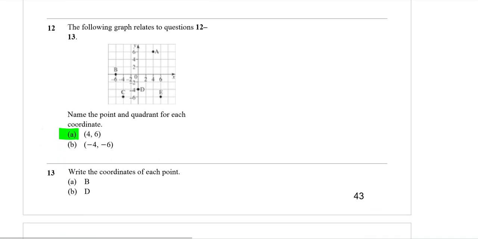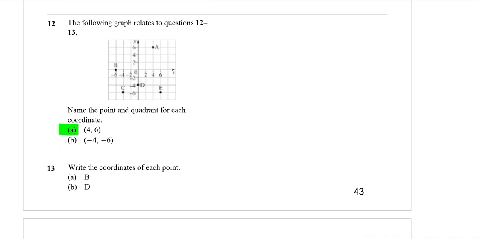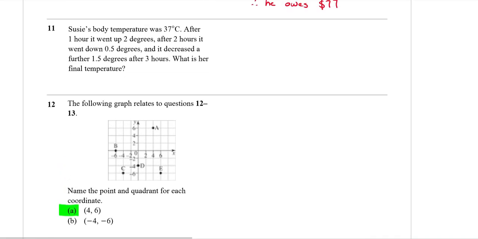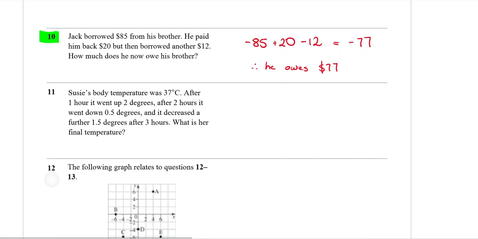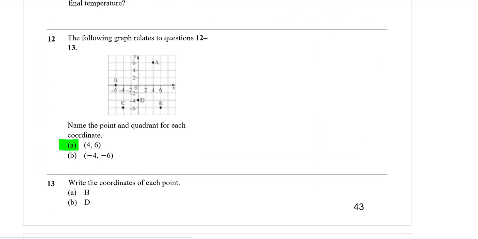Question 12, we're back to our Cartesian plane again. Question 12, name the point and quadrant. So we did this already, we get to practice it again. We have the point 4, 6. So 4 is horizontally. Horizontally, there's the 4. And then vertically 6 means I'm at the point A. Okay, so I did that one again.